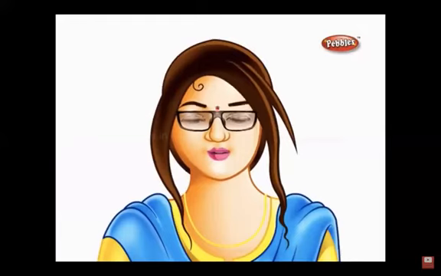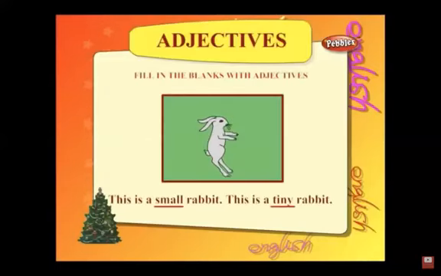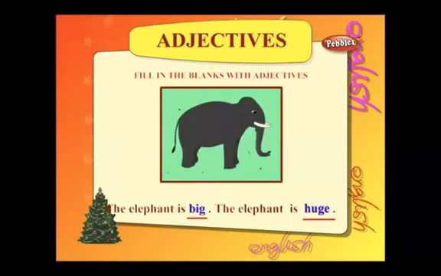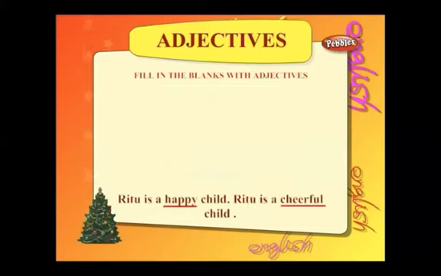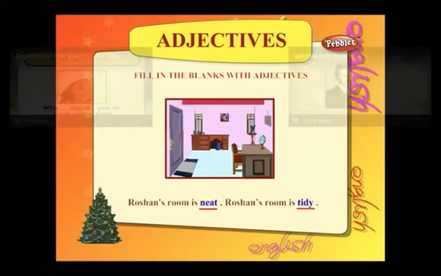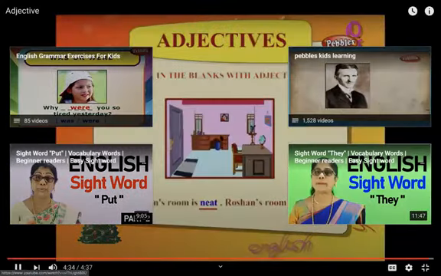Now, let us see some examples where we use two adjectives which have the same meaning for a single noun. This is a small rabbit. This is a tiny rabbit. The sun is hot. The sun is warm. The elephant is big. The elephant is huge. Ritu is a happy child. Ritu is a cheerful child. Roshan's room is neat. Roshan's room is tidy.